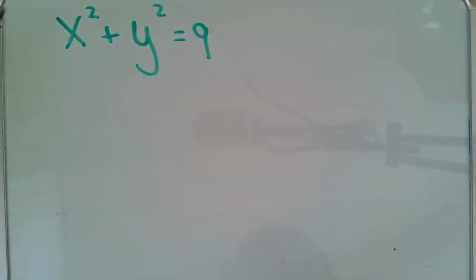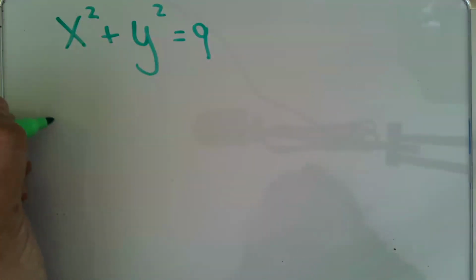Hello, today we're going to do a quick video to show you how you can graph a circle on your graphing calculator. Let's go. So here's an equation for a circle, x squared plus y squared equals 9. And the question is, how do we put this into our graphing calculator, right?